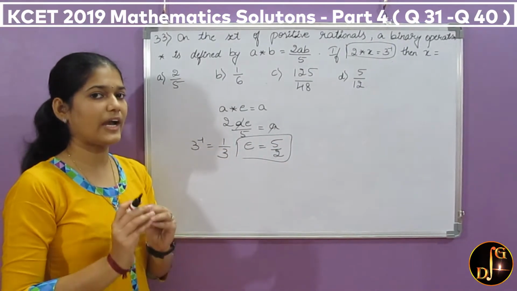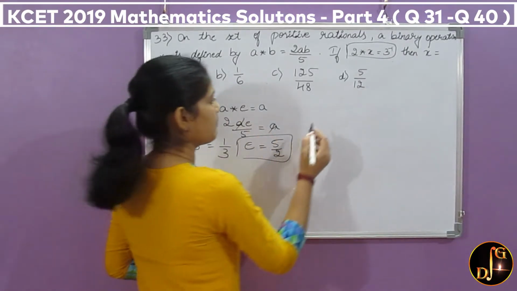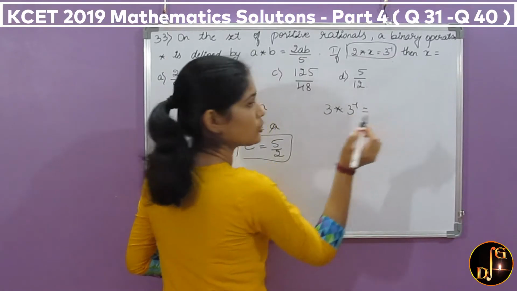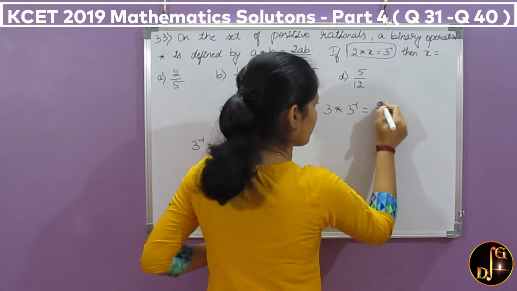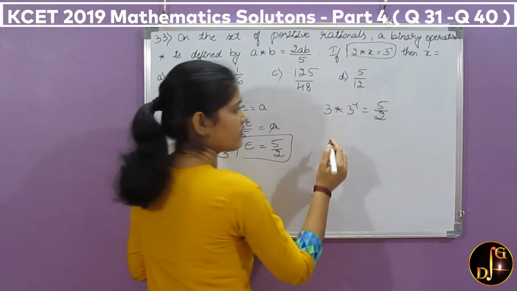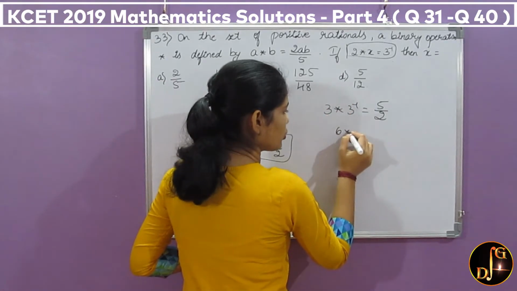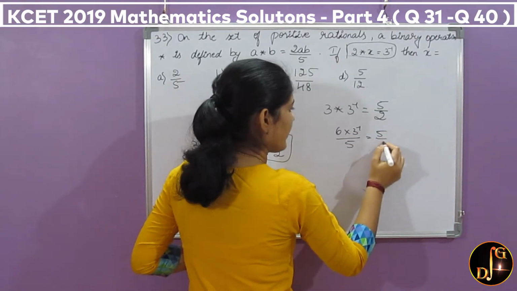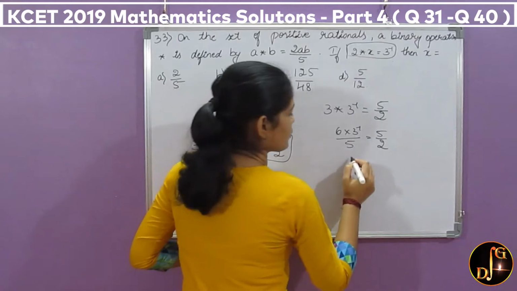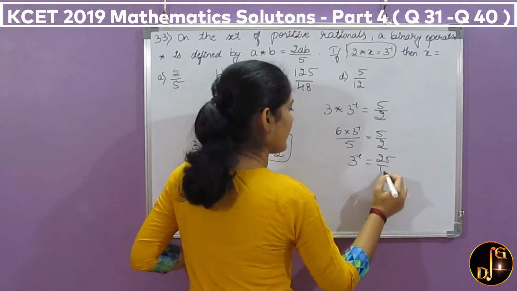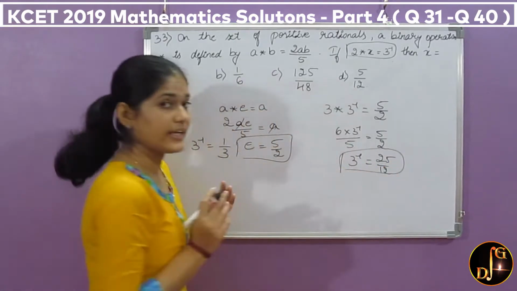Now let's find 3 inverse. That means we must have 3 star 3 inverse is equal to the identity element, that is 5 by 2. Right? 3 star 3 inverse means 2 into 3 into 3 inverse. That will be 6 into 3 inverse divided by 5, that is equal to 5 by 2. Right? So the 3 inverse will be 25 by 12. We got 3 inverse now.